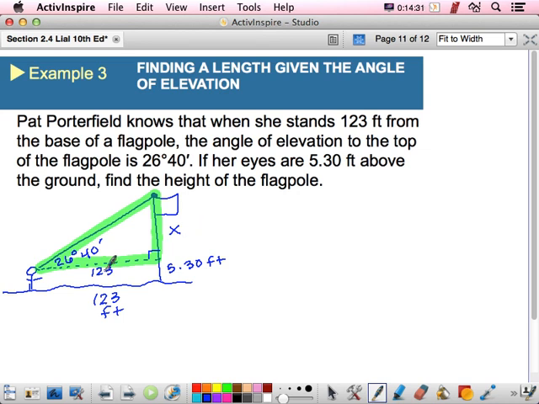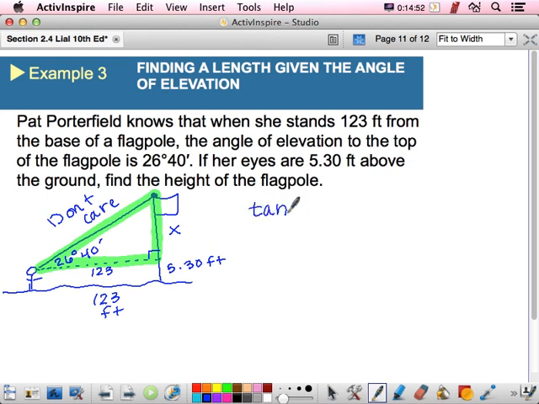All right. Well, am I interested in the hypotenuse? No. If I don't care about the hypotenuse, it's not going to be sine or cosine. It's going to be tangent. I don't know it, but I don't care about it. I only am interested in the opposite side, and I know the adjacent side. So that's going to be a tangent problem.